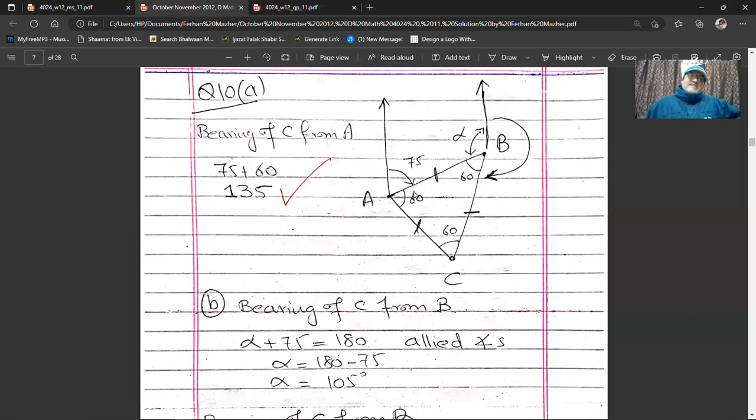This angle I know is 60. Okay, so let me say this angle is alpha, because this north and this north are parallel lines.